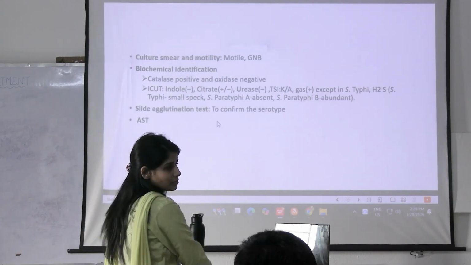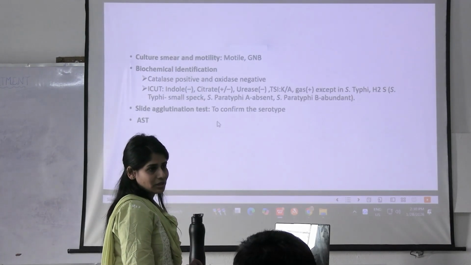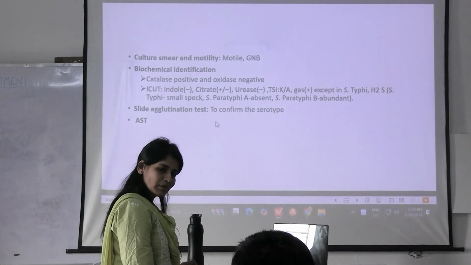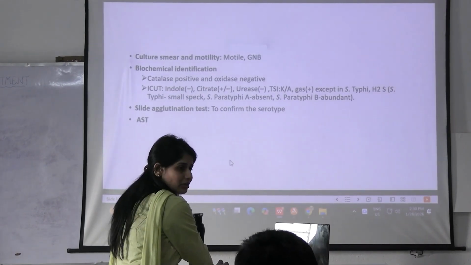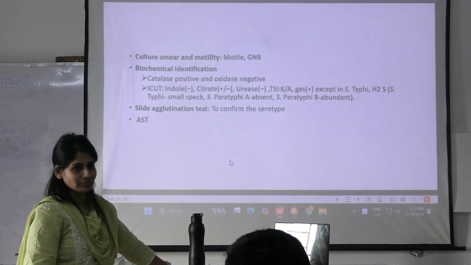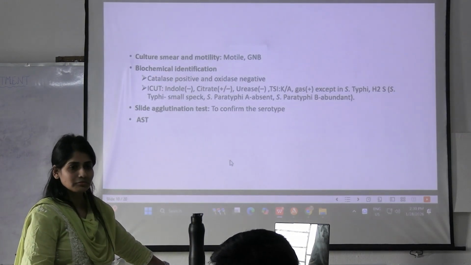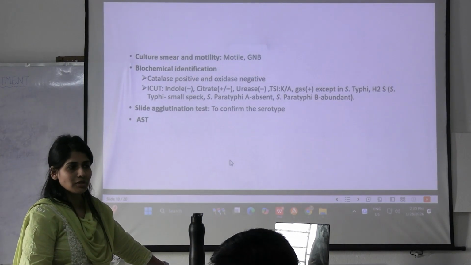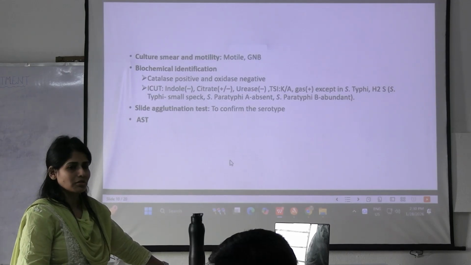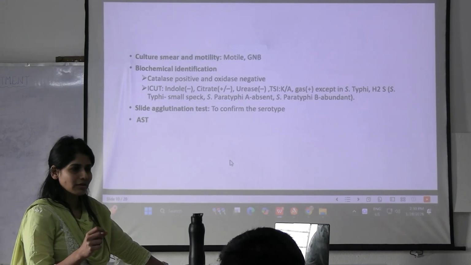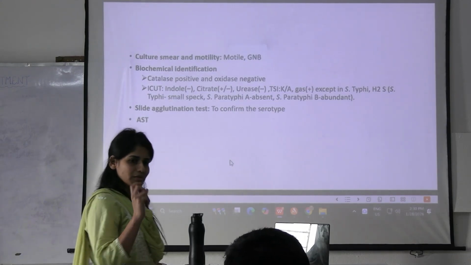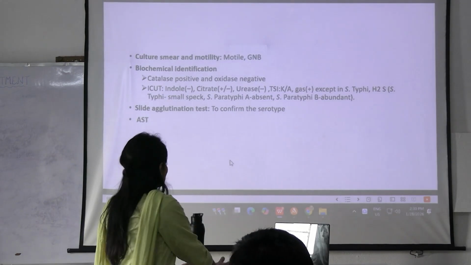Then, to confirm the serotype, we do slide agglutination test. Do you know about agglutination test? Okay. What is agglutination test? Not clot formation. Reacting visibly to form agglutination, right? Particles clump together which are visible.